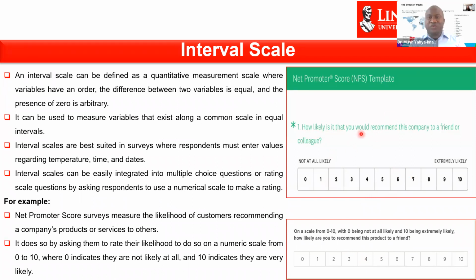How likely is it that you will recommend this company to a friend or colleague? 0, not at all likely. You can have all these other ones, and 10 will be extremely likely. Of course, you have to code each of these inside your analysis software, whether you're using R or you're using SPSS. So when they choose 4, it has a particular meaning. It has a particular point. Then, on a scale of 0 to 10, with 0 being not at all likely and 10 being extremely likely, how likely are you to recommend this product to your friend? So you can also formulate your question like this and have this kind of a scale as your interval measurement.